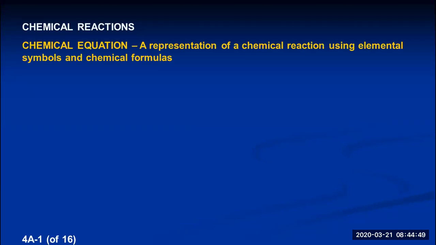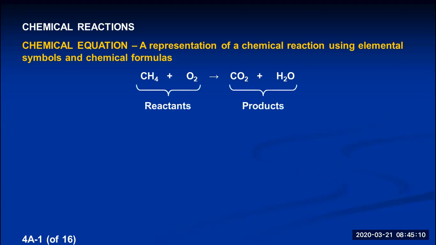In order to represent a chemical reaction, we write what's called a chemical equation. That's just a representation of a chemical reaction using the elemental symbols and chemical formulas. An example would be something like this: CH4 plus O2 yields CO2 plus H2O. Anything written on the left side of the arrow, those are called the reactants. Anything written on the right side are called the products. That's what's created in the reaction. And the arrow is always read as yields.